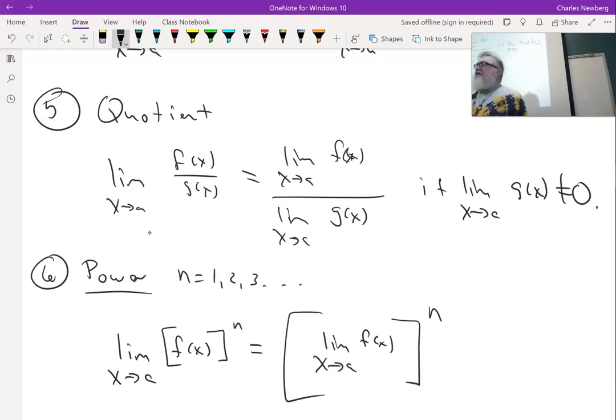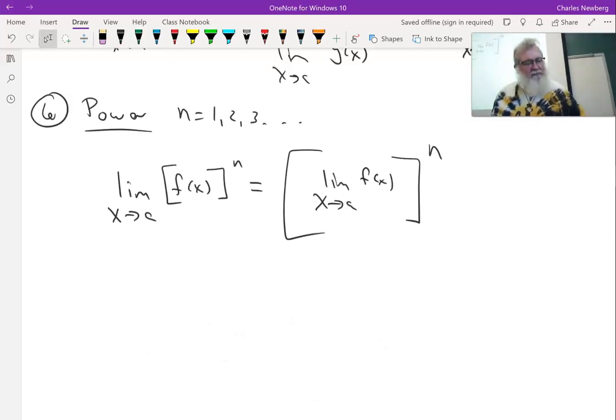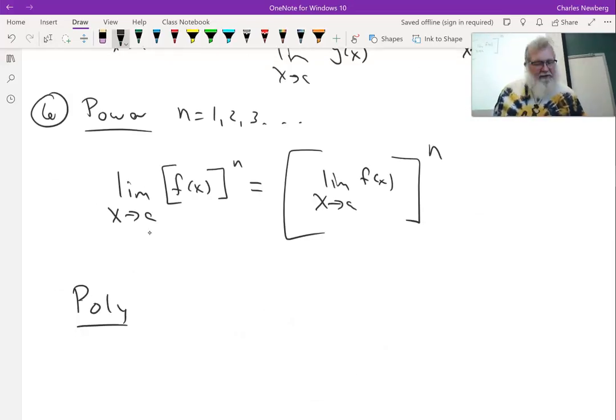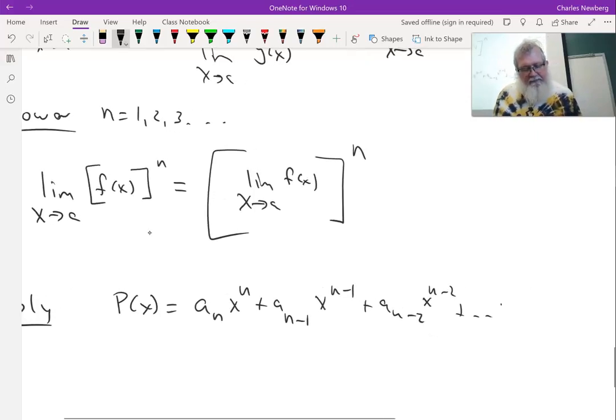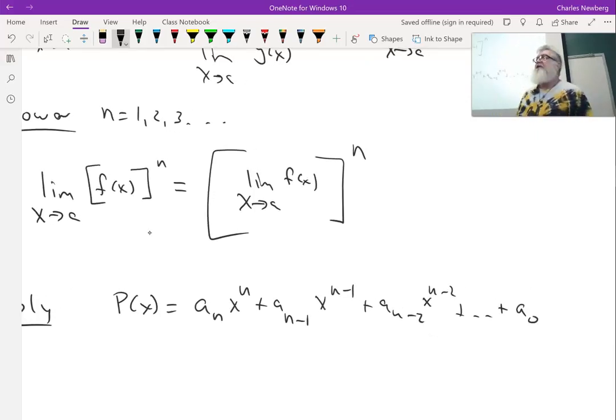Can anybody think of anything that's only made up of addition, subtraction, whole number powers, and multiplication? In your previous math days, any type of function that fits that category? Adding them up, whole number powers, some multiplications in there, maybe even a constant at the end. Oh, a whole big class of functions. Polynomial functions. What's a polynomial function look like? Well, it has a sub n x to the n, a sub n minus 1 x to the n minus 1, a sub n minus 2 x to the n minus 2, all the way down to a constant.